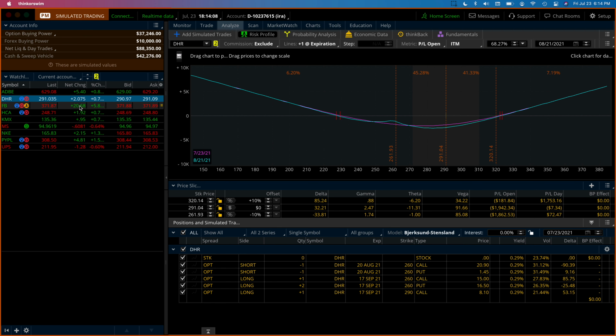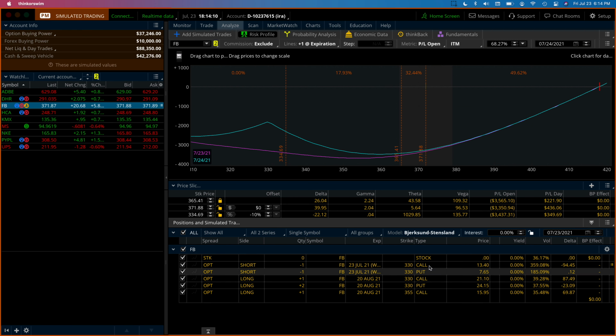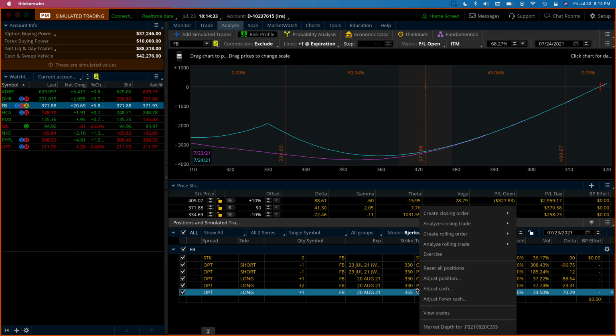Facebook today is really hot, so let's see what we do. Let's reset here. Reset the slices to make sure that we know where we are, right here at 371. Okay, I already moved from 330, my outstanding call, to 355, so we can raise it up again. And our delta is 41, so let's analyze trade, analyze rolling.